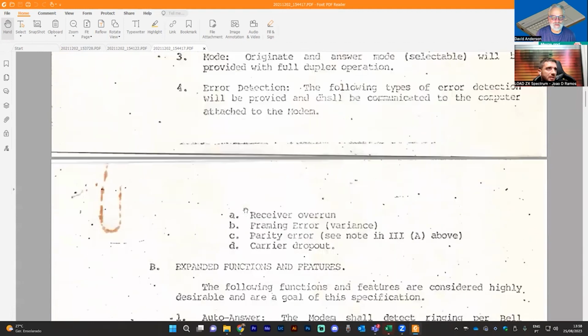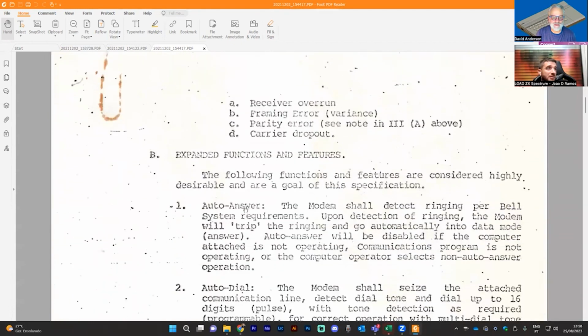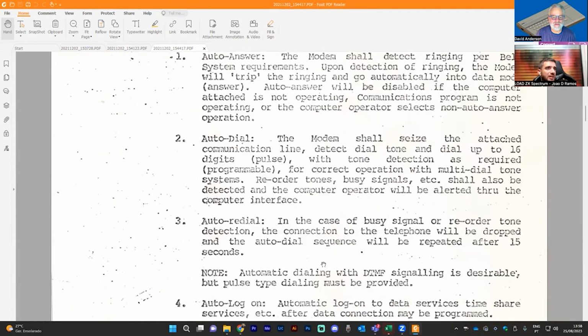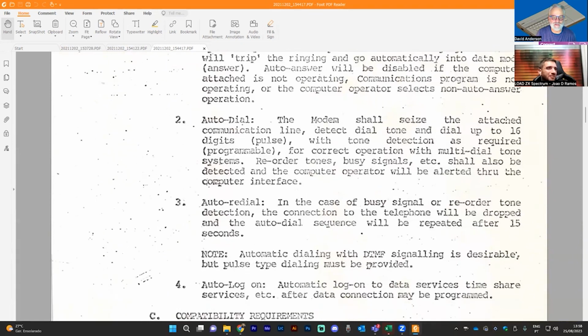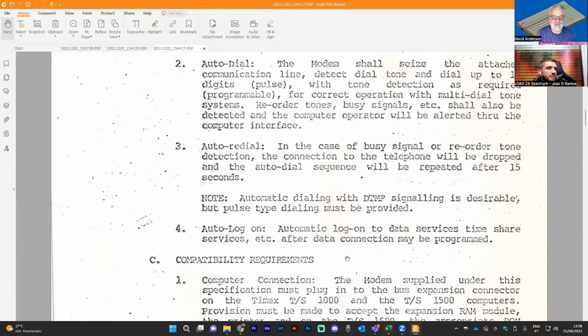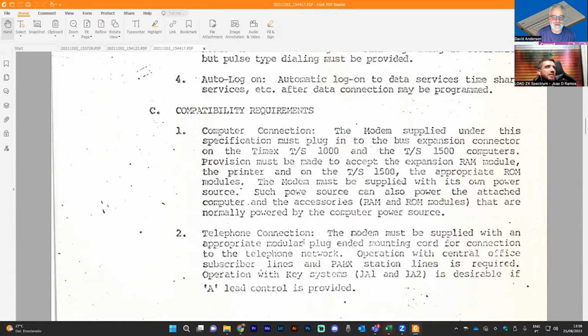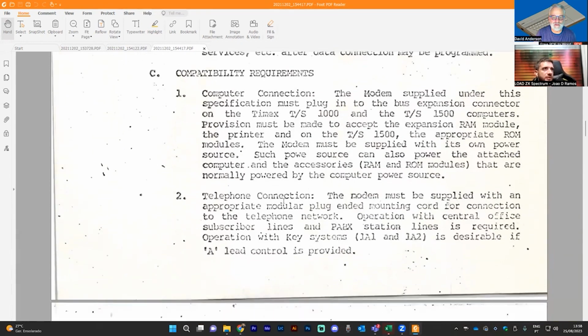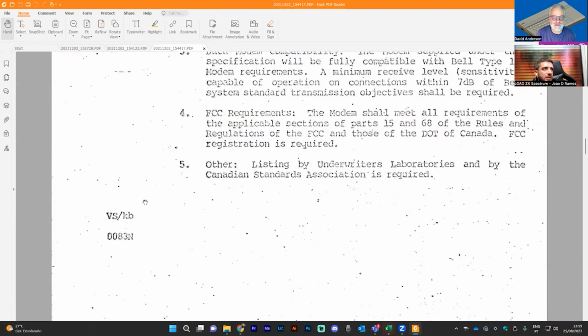I'm curious to see what the difference is between the two modems. Yeah, I would like to know. Auto dial highly desirable, auto answer, redial, and the tone and pulse thing that phones used to have, with EMF. Compatibility requirements. Computer connection. Modem supply and this specification must plug into the telephone connection. That makes sense. Well, this doesn't tell us.